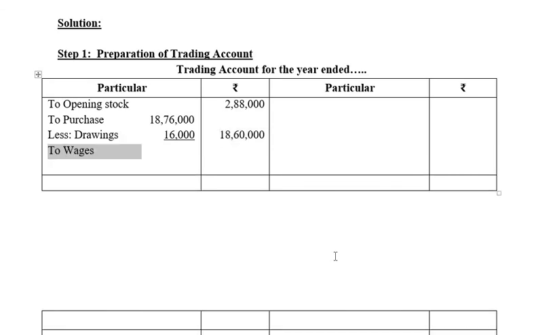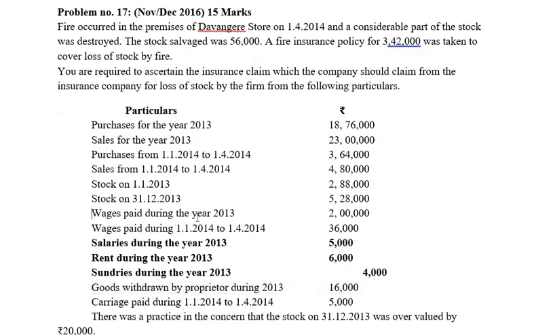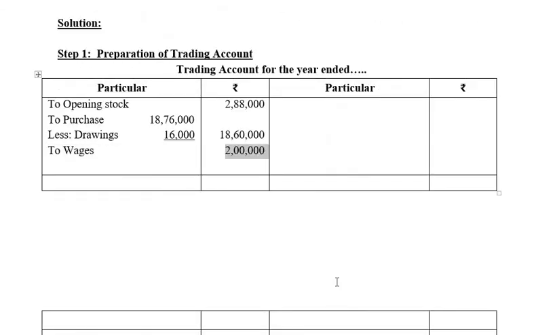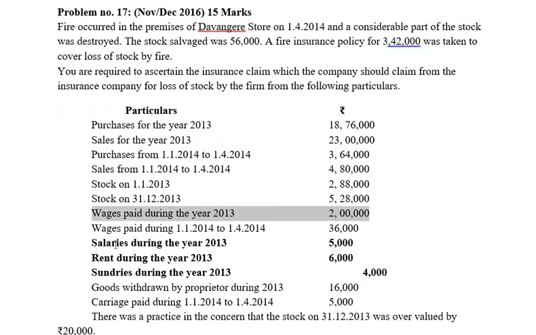Next, wages are given. How much are the wages? The wages during the year 2013 are 2 lakh rupees. So consider 2 lakh rupees as wages, which is a debit balance. They have also given adjustments: salaries, rent, sundries. These are expenses of 2013, but they are indirect expenses and should be considered in the profit and loss account only. They are not in the trading account.